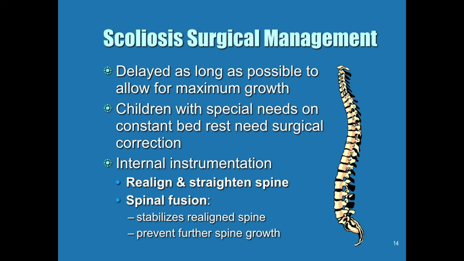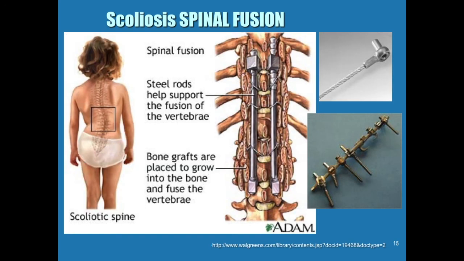They don't want to do it immediately because this child is still going to grow. We'll do it earlier on kids with special needs who are on constant bed rest because they're never going to respond to bracing. So what we do when we do surgery is they actually put in rods and they fuse the bone. And you can see what this looks like. I like to show these pictures so that when you're taking care of these kids post-op, you realize why they have pain. And they are cut all the way down the spine when they have the surgery.